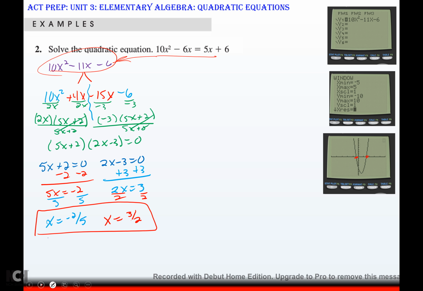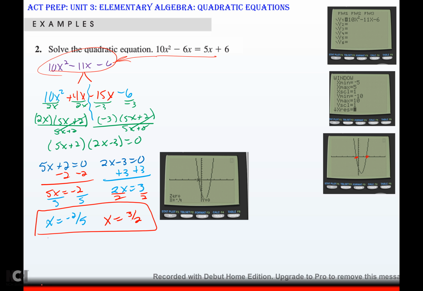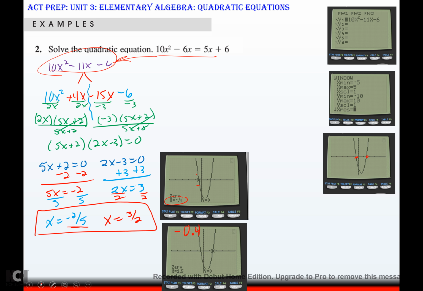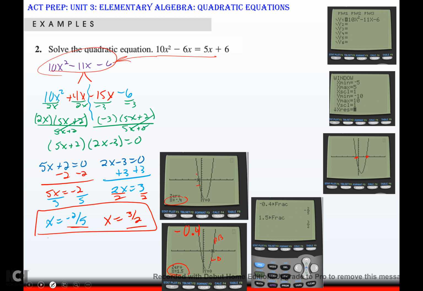So I'm going to go to second trace, which is calc. Alright, and I had to do left bound, right bound. But it gave me my 0 was negative 0.4. I'm going, we didn't get that. Yes, we did. Negative 2/5 is negative 0.4. So when I calculate the other one, second calc, 0, this would be your left bound below, right bound would be above, and it says that that 0 is at 1.5, which would be my 3/2. Okay? Again, there's my negative 2/5, there's my positive 3/2.